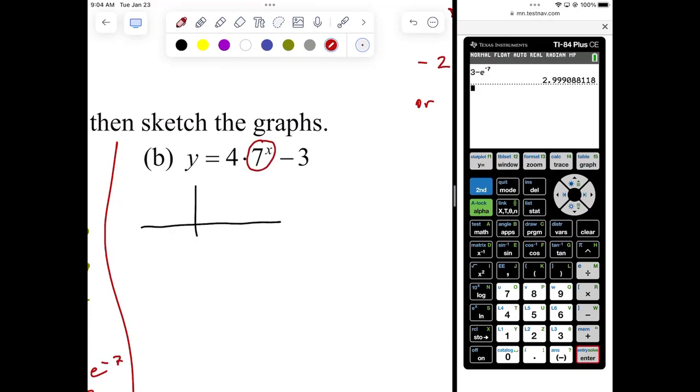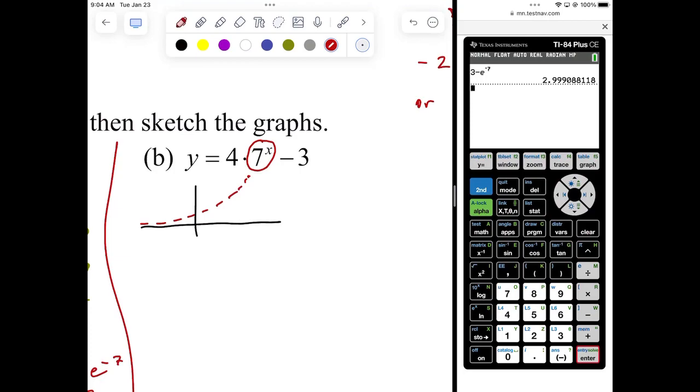7 to the x? Yeah. And that's exponential growth or decay? It's exponential growth. So it has a horizontal asymptote on the x-axis, and it looks something like this. All right, so there's your parent function. What does the 4 do? Vertical stretch by a factor of 4.